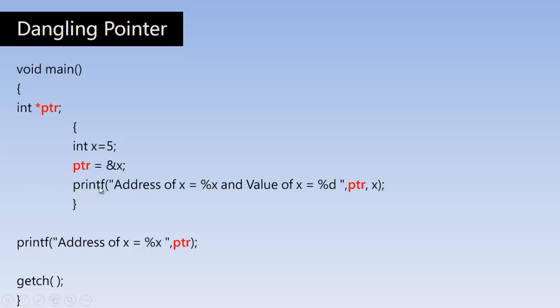Whenever the control comes out of this block, this variable will be destroyed because it is a local variable. It has scope only until this closing bracket. Whenever you try to access x, it doesn't exist outside of this block.